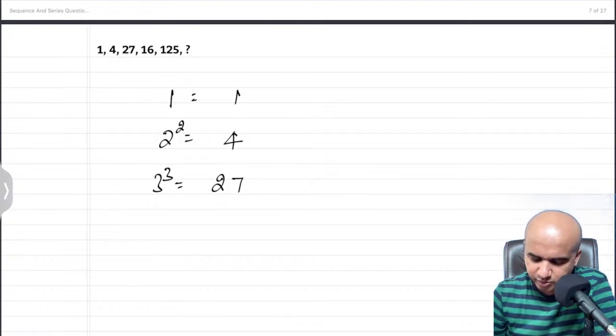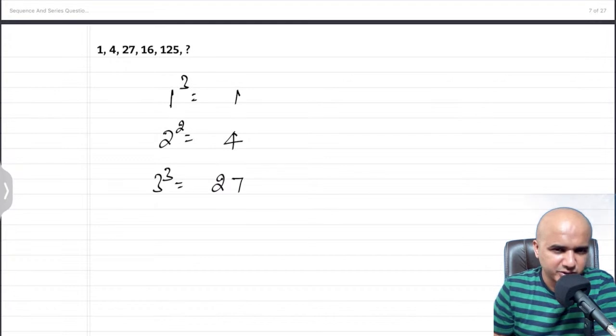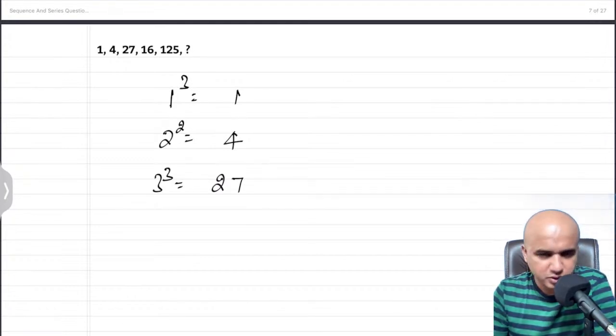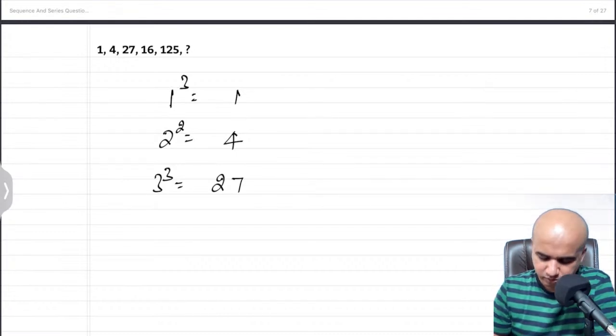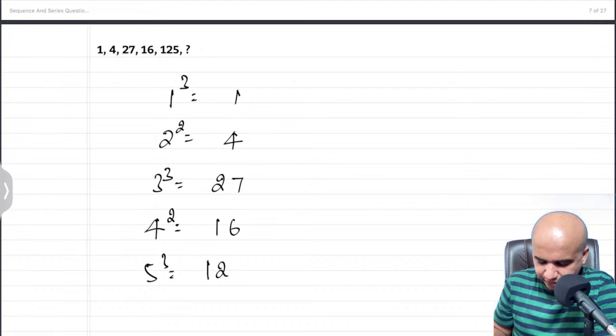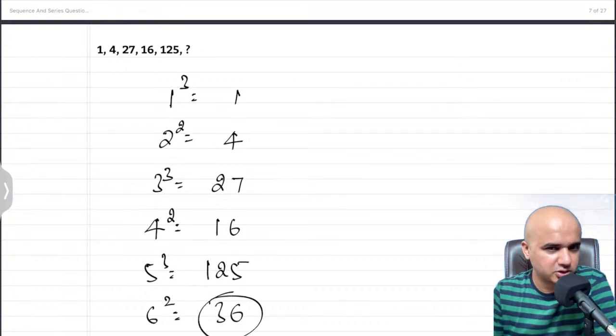So in that case, this would be 1 cube. Doesn't really make any difference. 1 cube, 1 square, 1 to the power of 1, all result in 1 only. So now 1 cube equals 1, 3 cube equals 27. 4 square equals 16, then 5 cube equals 125, then 6 square equals 36. That's all. The answer would be 36.